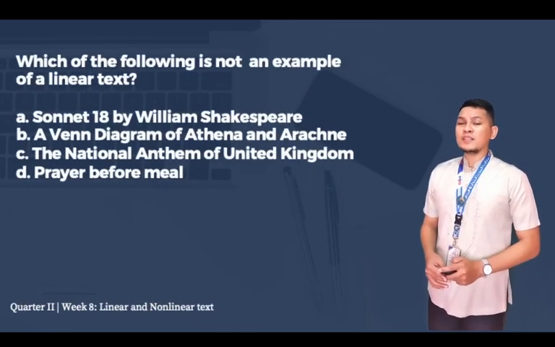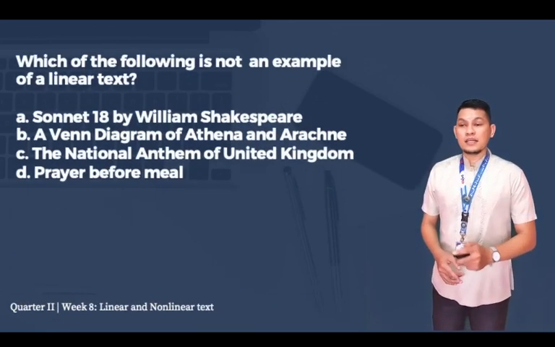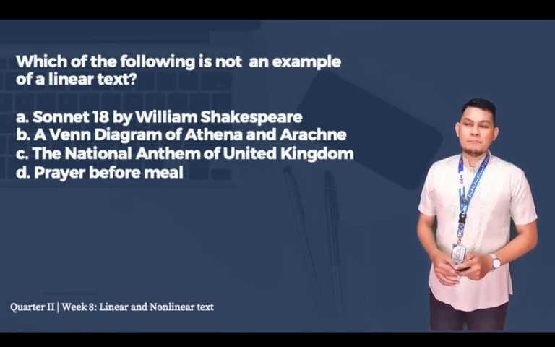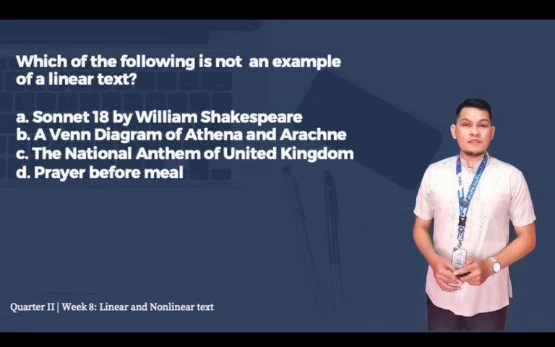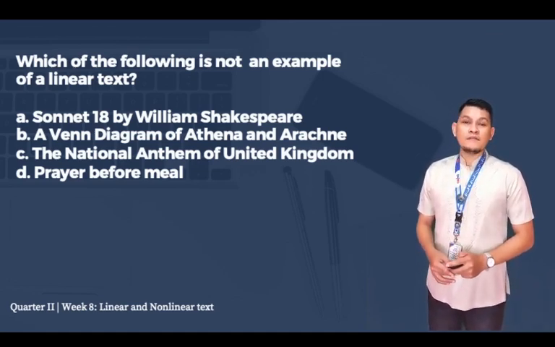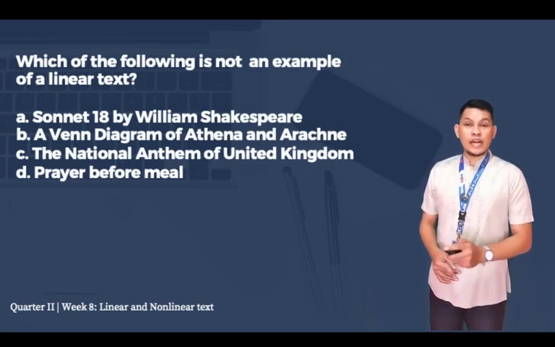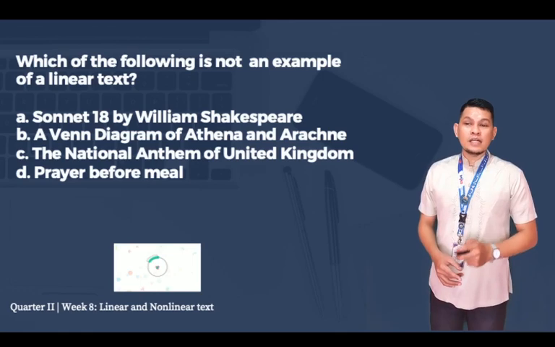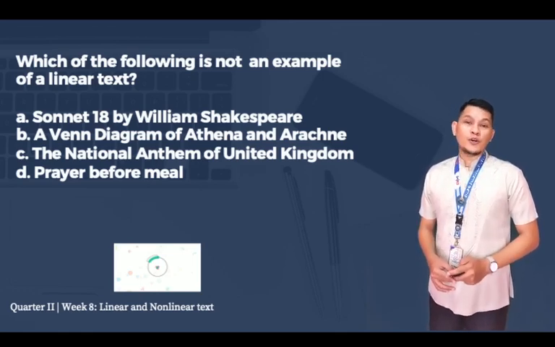Which of the following is not an example of a linear text? A, Sonnet 18 by William Shakespeare. B, a Venn diagram of Athena and Arachne. C, the national anthem of the United Kingdom. Or letter D, prayer before meal. 5 seconds to key in the letter of your answer.